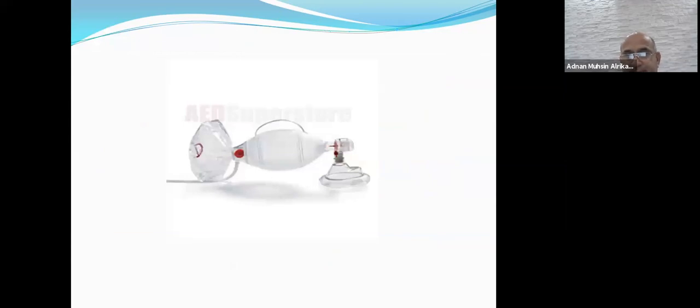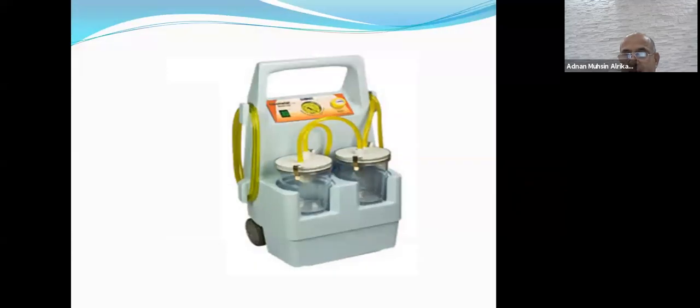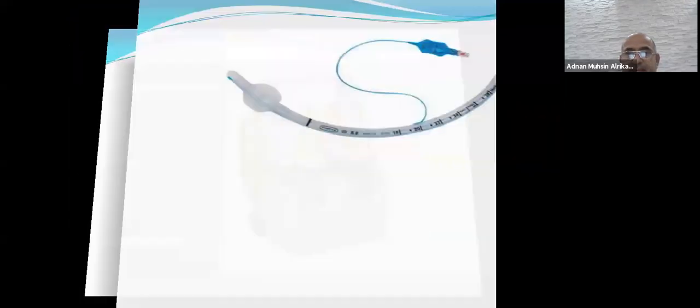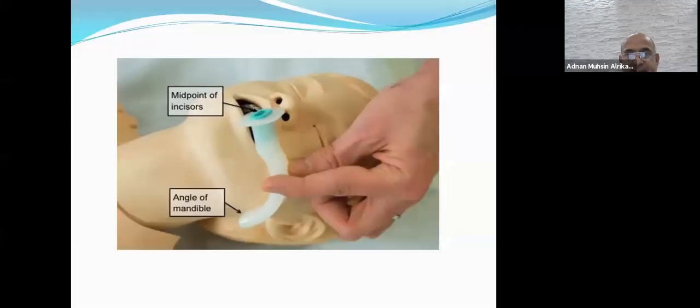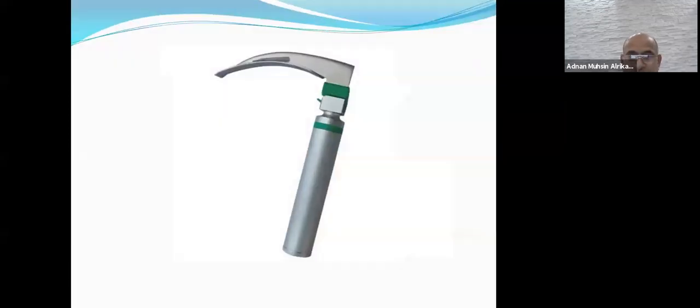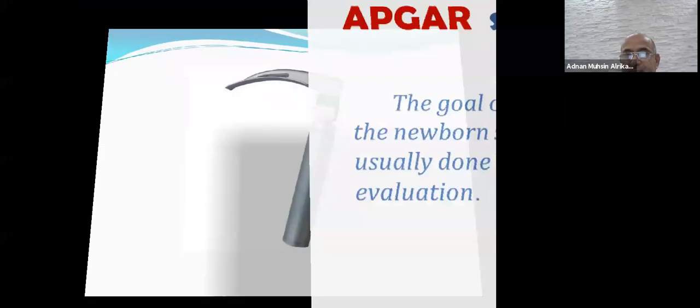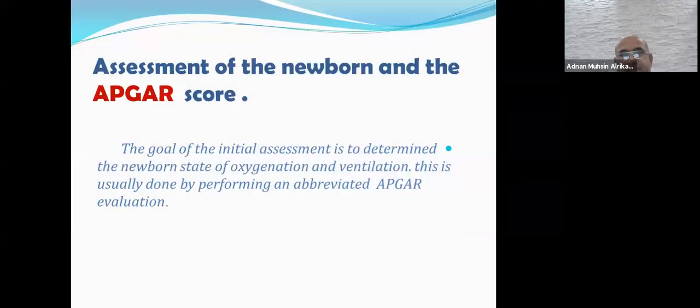Of course, these are examples. This is the Ambu bag that is used for ventilation. This is a sucker to suction different secretions, and this is a tracheal tube, of which we have different sizes. This is the airway that can be used in certain conditions. Of course, this is a laryngoscope. All of these are equipment that can be used for resuscitation.